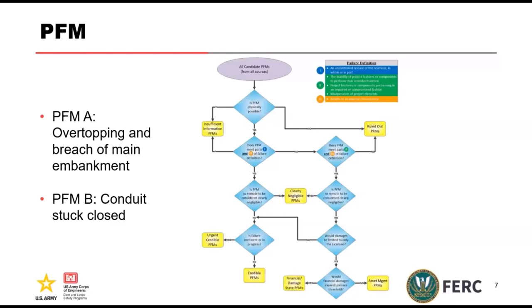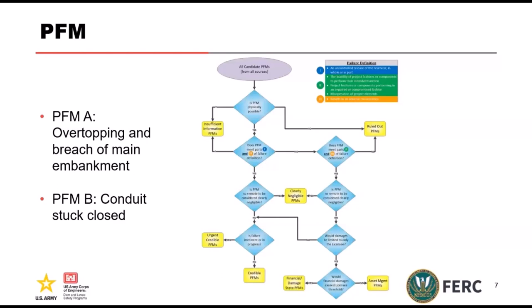Is failure imminent or in progress? I hope not, or else we'd be in some serious trouble. So this is a credible failure mode. So let's look at PFM B, conduit stuck closed. Is the PFM physically possible? Well, it kind of depends on your gate design, but let's just say this is like a concrete gate, a slide gate or something like that, that is subject to racking and probably has done so in the past. And so yes, it's physically possible.